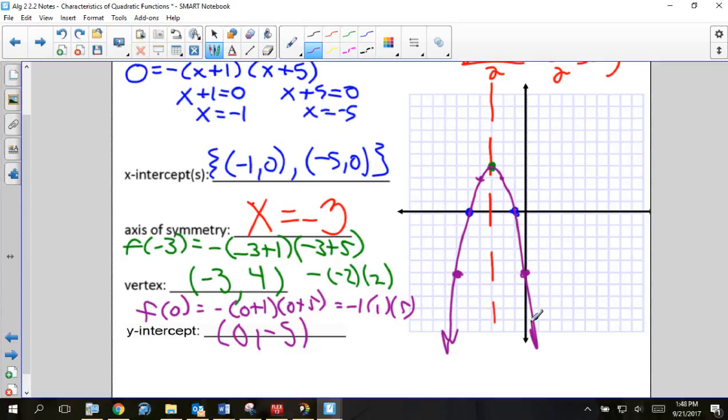In the next chapter, in chapter 3, we're going to take standard form, which is ax squared plus bx plus c, and we're going to make it into intercept form. We're also going to take the standard form ax squared plus bx plus c, and we're going to change it into vertex form in the next chapter.